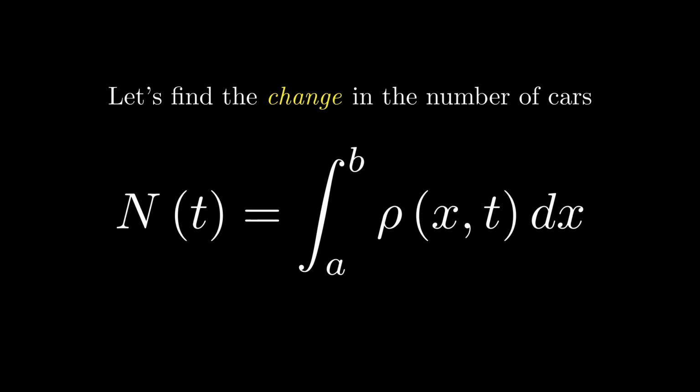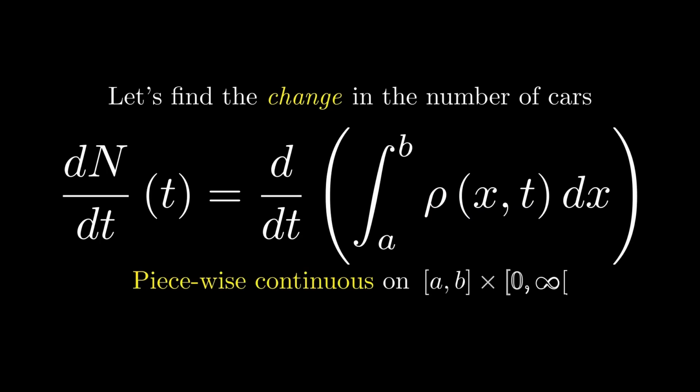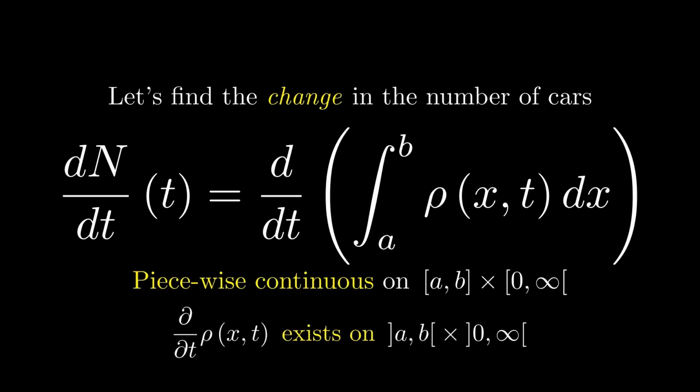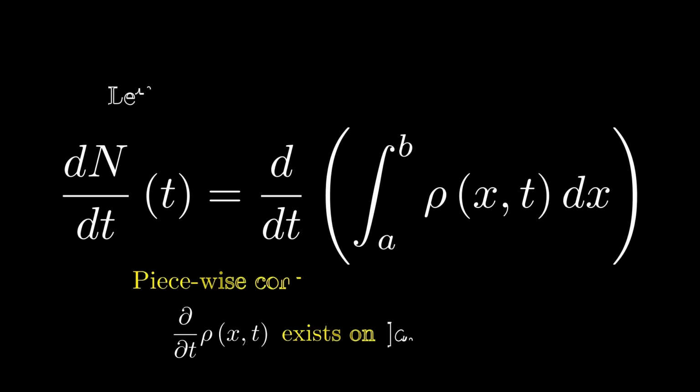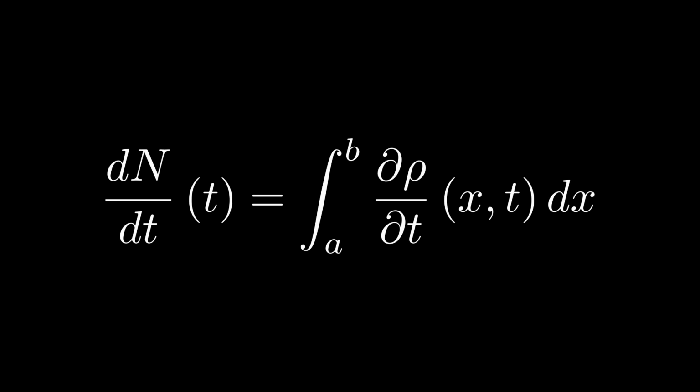Recall that the total number of cars on the road segment is N of t, which is the integral of rho from a to b. So to get the change in the number of cars, we differentiate both sides with respect to time. If we assume that the density function is piecewise continuous on [a,b] times (0, infinity), and that the density is not only differentiable with respect to time, that means the partial derivative of rho with respect to t exists, but also that the partial derivative is continuous on [a,b] times (0, infinity), then we can switch the order of differentiation and integration. But of course, as the density depends on two variables, the differentiation changes from ordinary to partial differentiation.